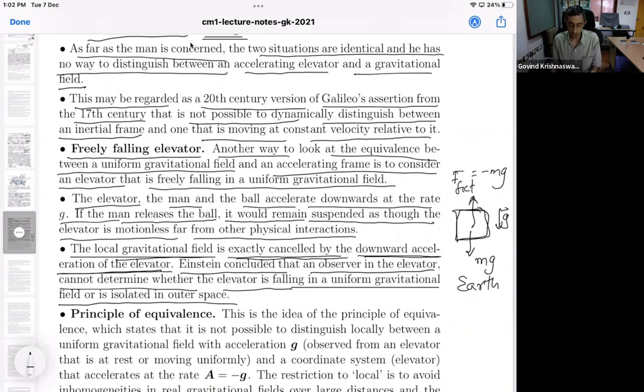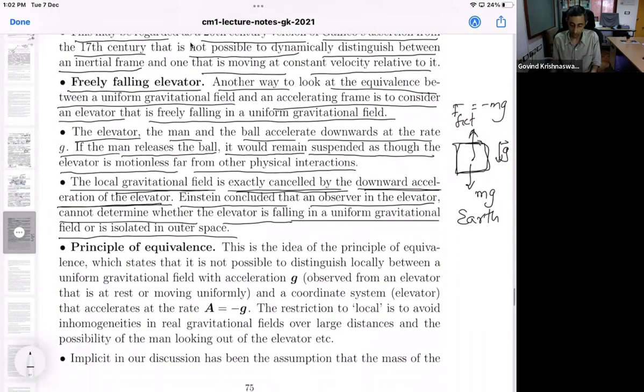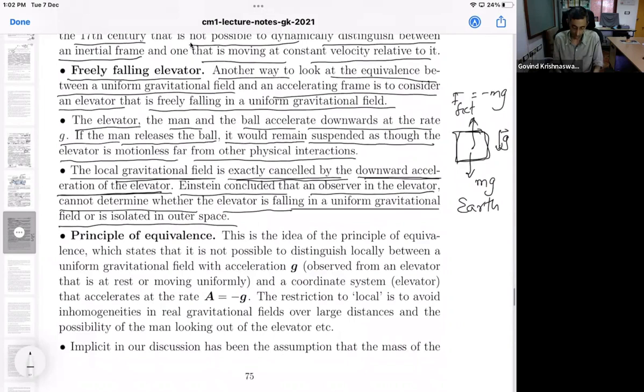So these are the comparisons that Einstein made and thereby formulated what is called the principle of equivalence. So let me just state that. So this is the idea of the principle of equivalence, which states that it is not possible to distinguish locally. Okay, the word locally is quite important. Over a large expanse of the Earth, the acceleration due to gravity does not have a uniform direction. It points towards roughly the center of the Earth. So due to the curvature of the Earth, there will be changes from location to location.